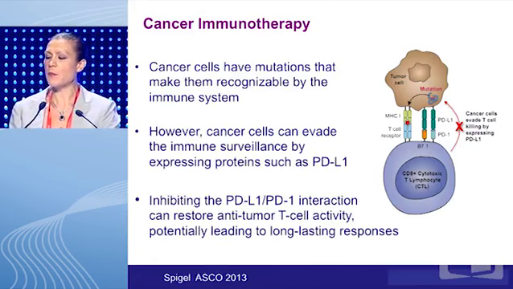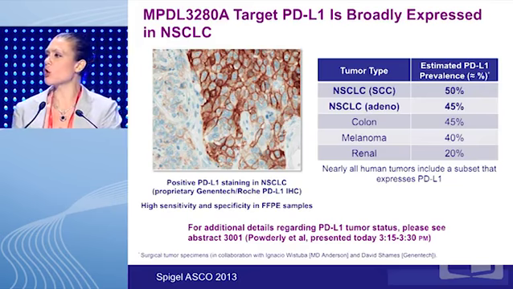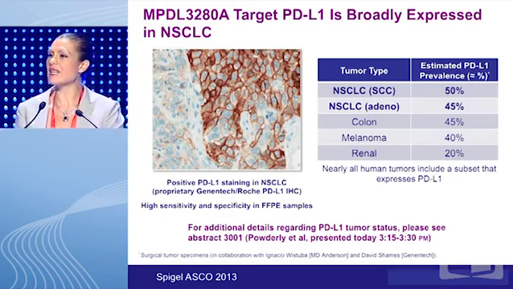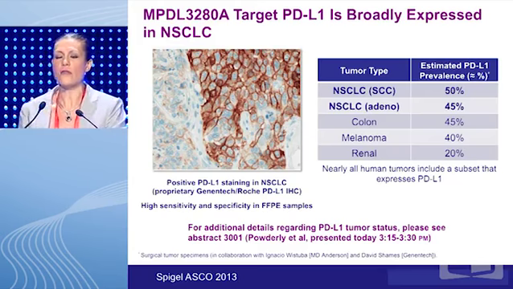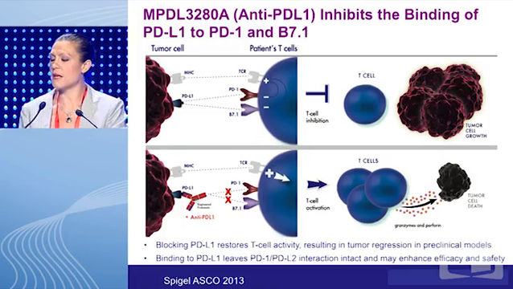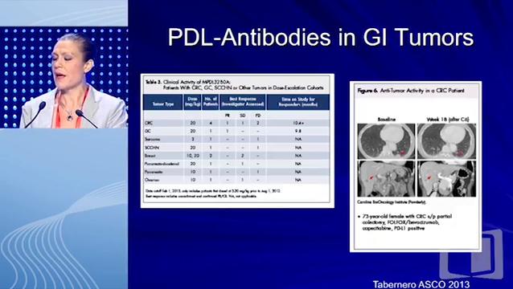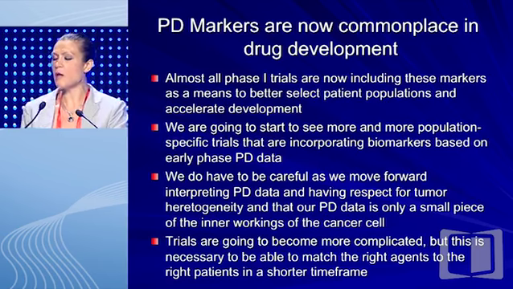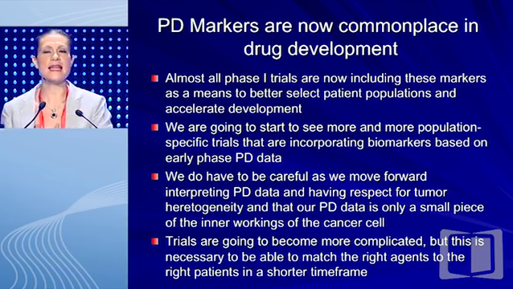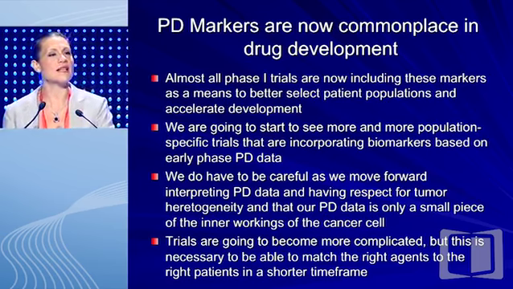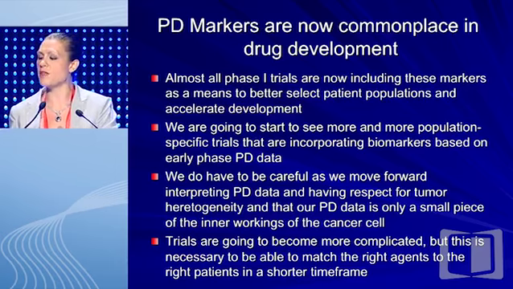And this is immunotherapy looking at PD-L1. We've all heard about this and how exciting it is, and we're seeing that patients who express high levels of PD-L1 for immunotherapy seem to do better in terms of benefit from anti-PD-L1 therapy. And we've seen this with GI tumors as well. And so what we're now seeing is that PD markers are becoming commonplace in drug development. They're helping us find new targets. They're helping us find subpopulations of patients who will benefit most.